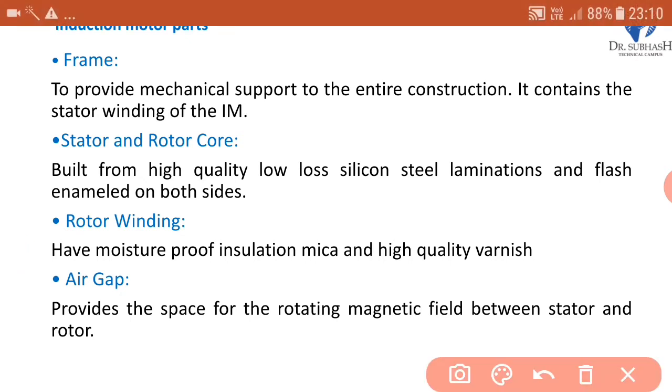Now we will see the components one by one. First we will see the frame. To provide mechanical support to the entire construction, the frame is used. It contains the stator winding of the induction motor, so the stator winding is directly connected with the frame. Then the stator and rotor core.